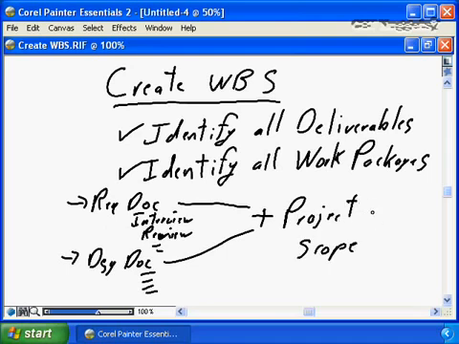So this is very much a building process. First we define the project scope, then we identify and create the WBS, identifying all of the deliverables that are required to produce the project scope, to allow our project to satisfy and complete the expectations of the business for the project, and then identifying all of the work packages, the work elements that are going to be completed by our team members that are necessary to produce the deliverables.